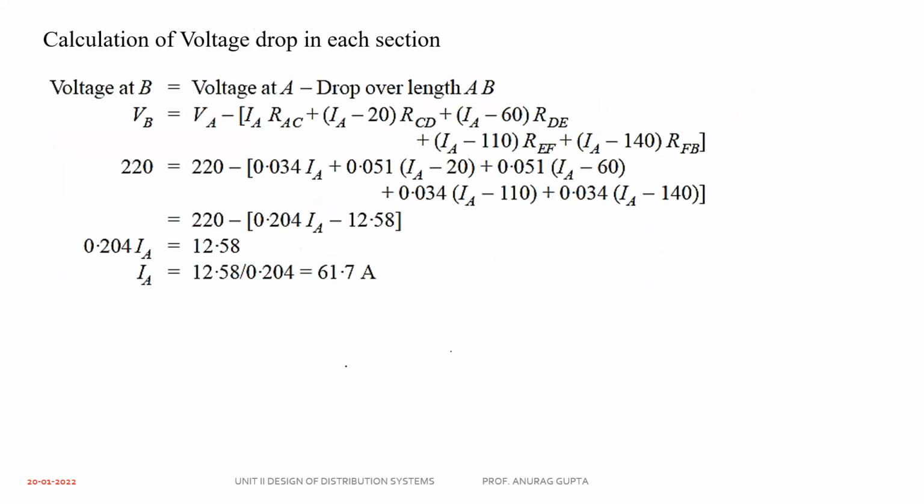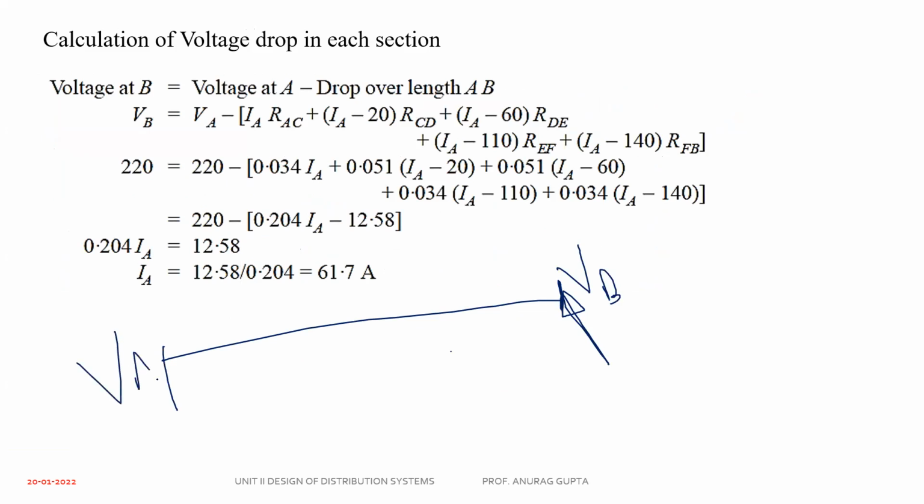Actually, what is the voltage at B point? I'm giving you the answer. Suppose I am saying this is the line. For example, this is the line, and at this point I'm saying the voltage will be VB. And I am feeding here VA voltage. And here some drops are there: I1 R1 in section number 1, I2 R2 in section number 2, I3 R3 in section number 3, I4 R4 in section number 4.